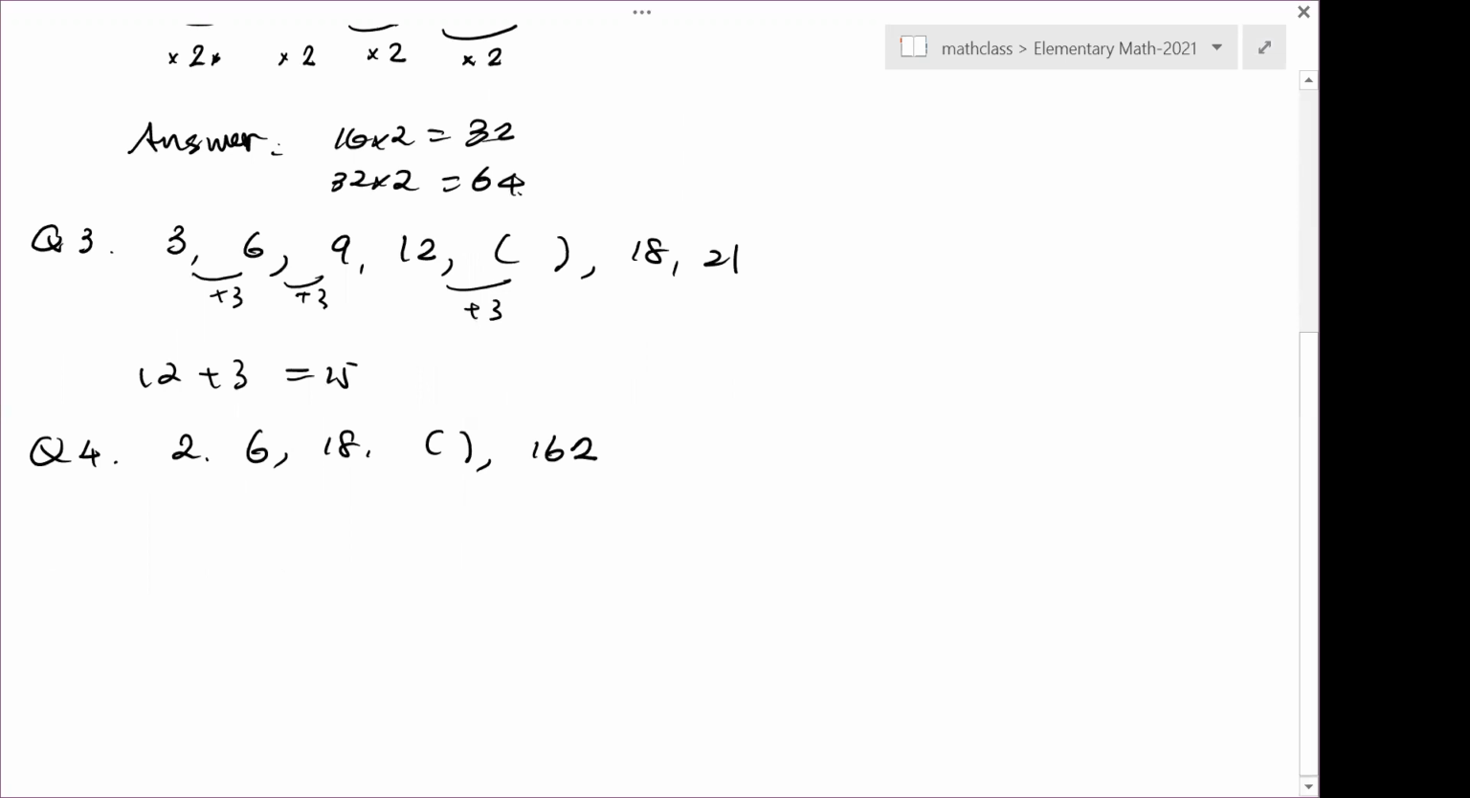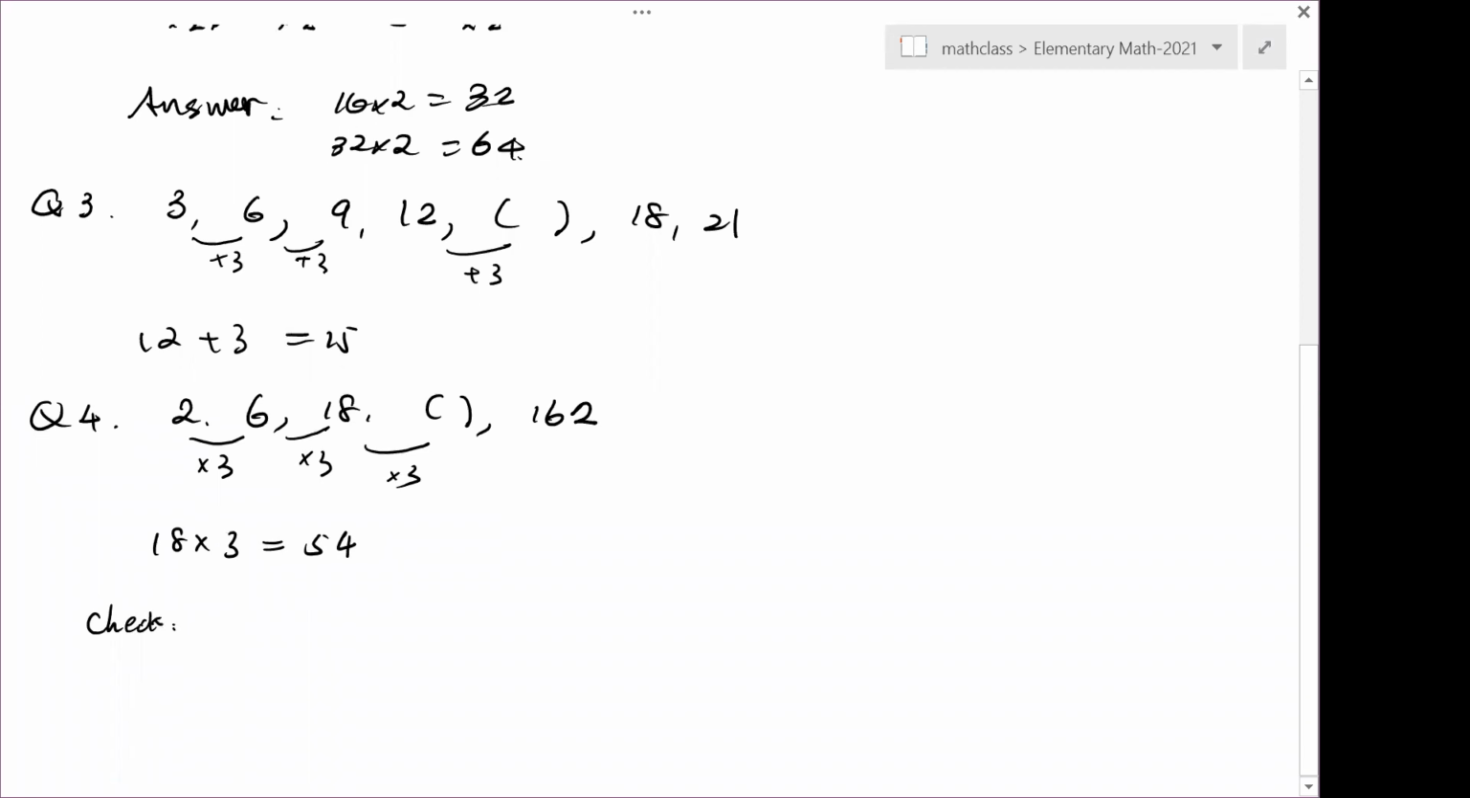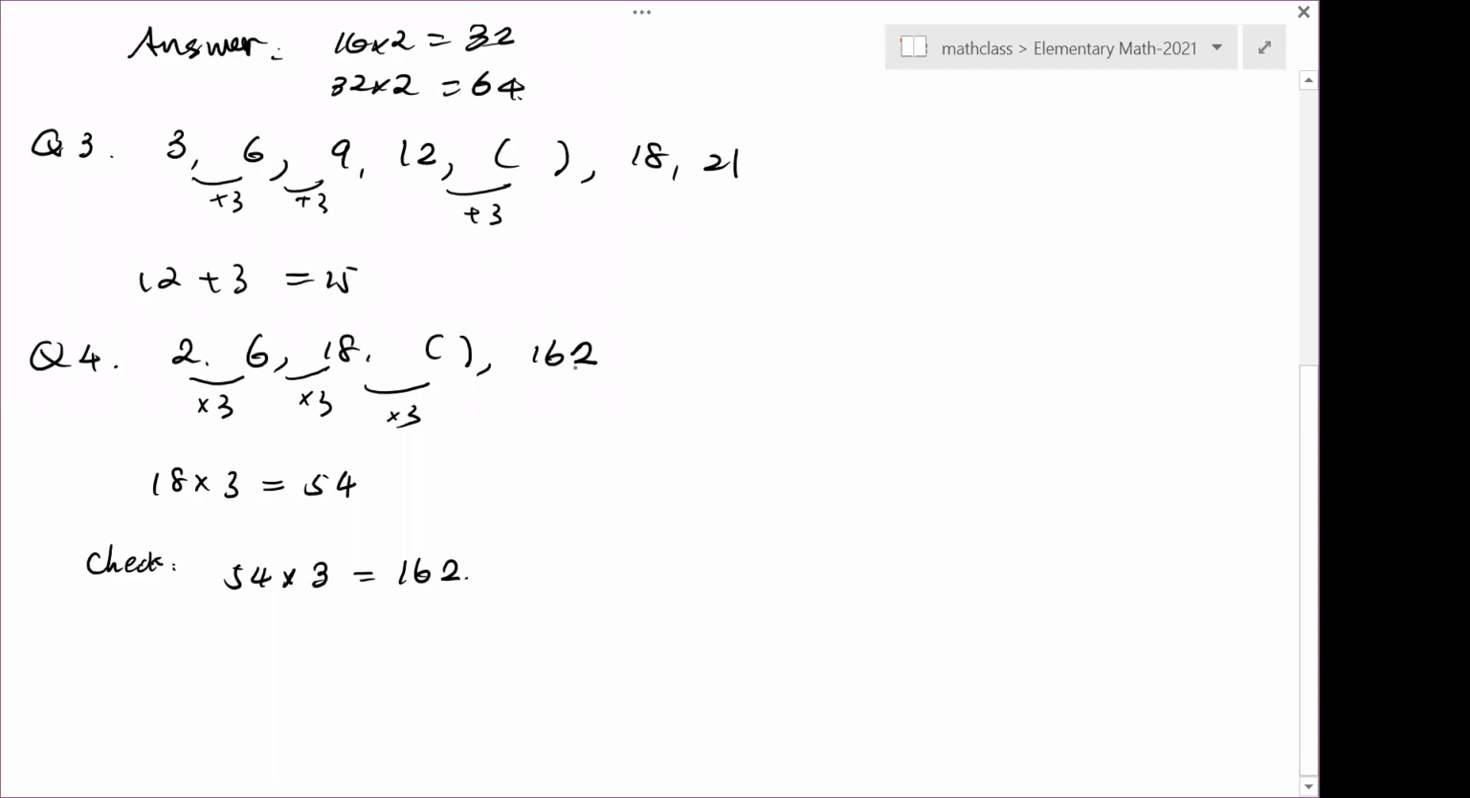So this sequence increases very fast, right? You have 2, 6, 18. So more likely multiplication is involved. You try this and find out it's multiplied by 3, and then multiplied by 3, then 18 multiplied by 3 is going to be 54. Now, sometimes you double check, because there's some strange sequence, maybe another rule. So you double check: 54 times 3 is 162. Otherwise, it's probably not just multiplied by 3. So indeed the next one after 54 is 162.